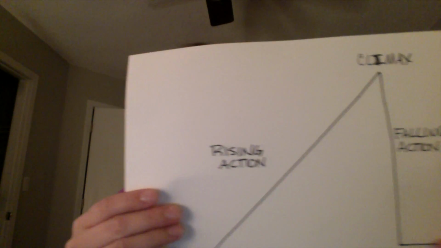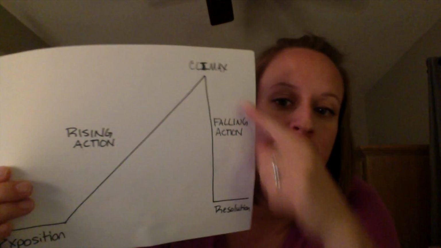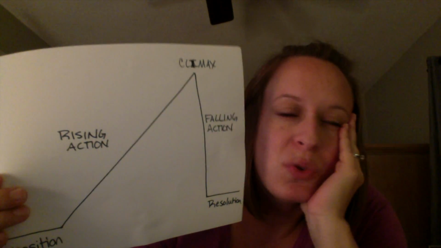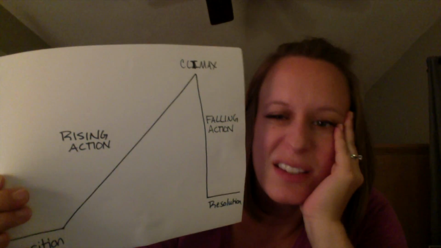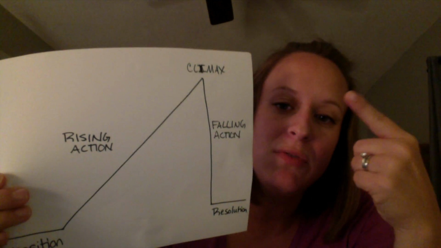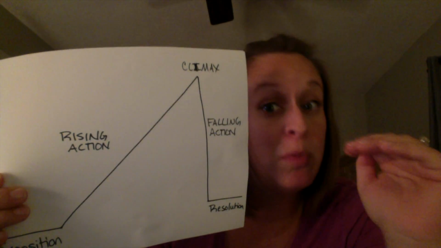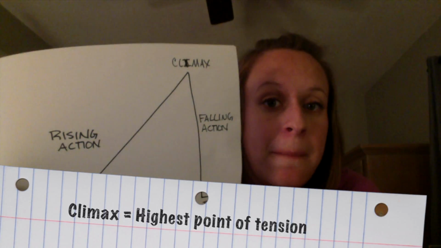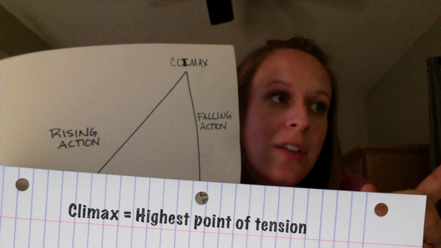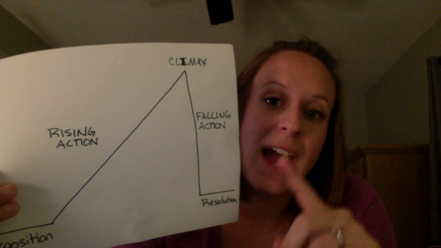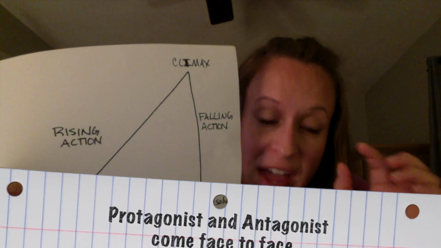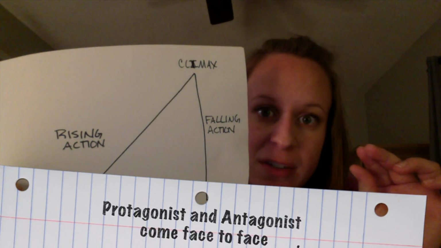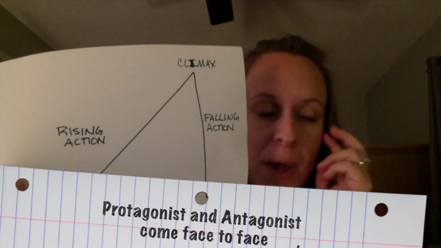So then, once we get past the rising action, we get to the climax. You may ask yourself, Mrs. Dick, how do I know that this is the climax of the story? Because there's a lot of different points that are tense in this story. The way that you know that you have reached the climax is it will be the highest point of tension. It will come towards the very end of the story, and it is when you will see the protagonist and the antagonist come face to face. They have to face off, and their final conflict will be resolved shortly afterwards.